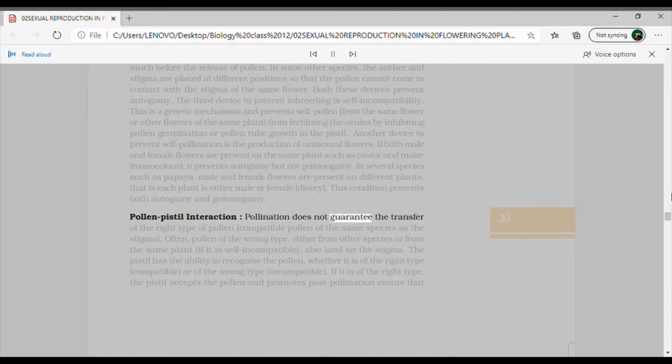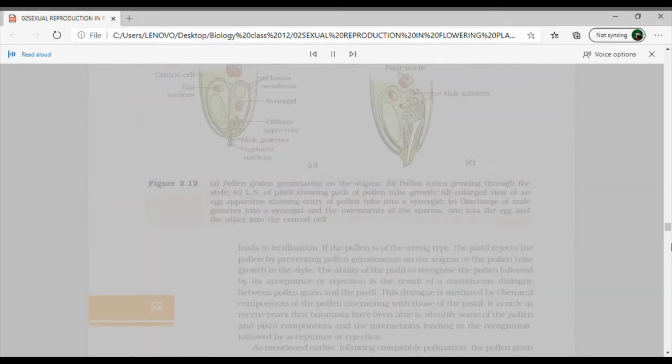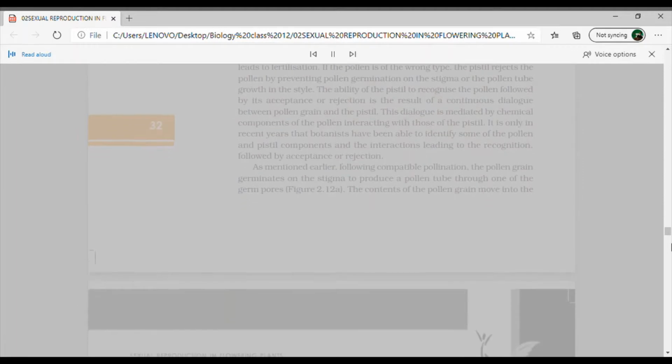Pollination does not guarantee the transfer of the right type of pollen, compatible pollen of the same species as the stigma. Often, pollen of the wrong type, either from other species or from the same plant, if it is self-incompatible, also lands on the stigma. The pistil has the ability to recognize the pollen, whether it is of the right type, compatible, or of the wrong type, incompatible. If it is of the right type, the pistil accepts the pollen and promotes post-pollination events that lead to fertilization.